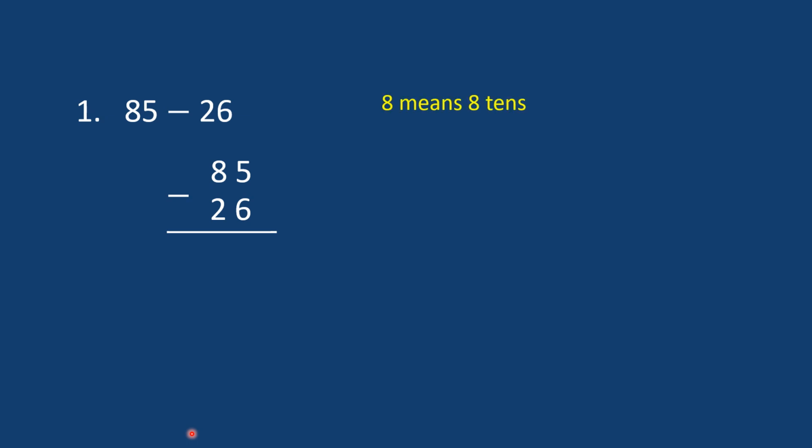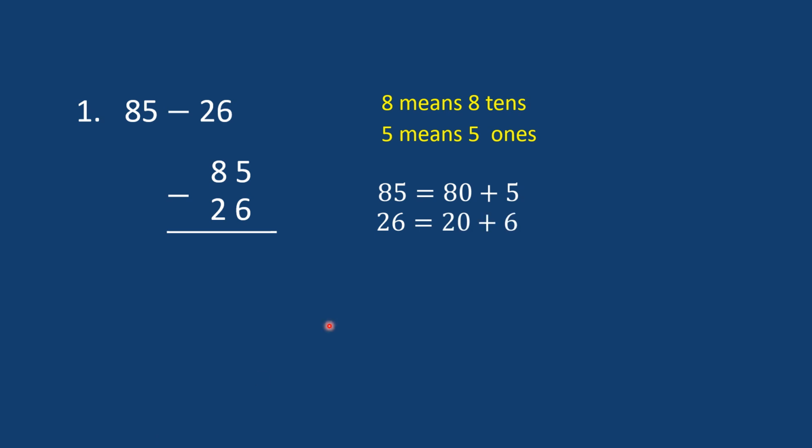8 means 8 tens. 5 means 5 ones. So 85 is equal to 80 plus 5. Because 8 here means 8 tens, 8 times 10 is 80 and then plus 5. So 26 is equal to 2 tens and then plus 6. 2 tens or 20 and then plus 6.